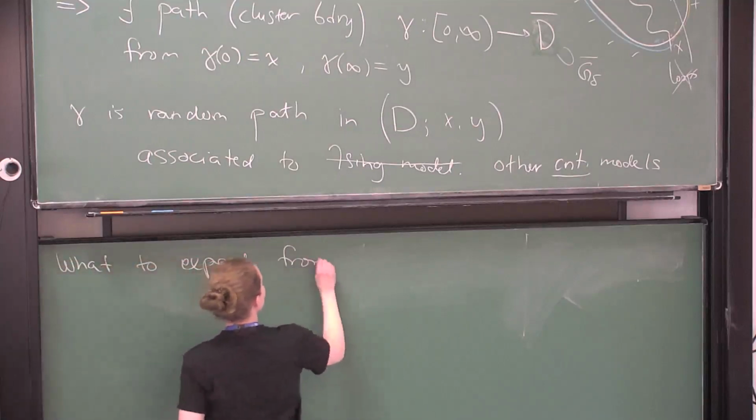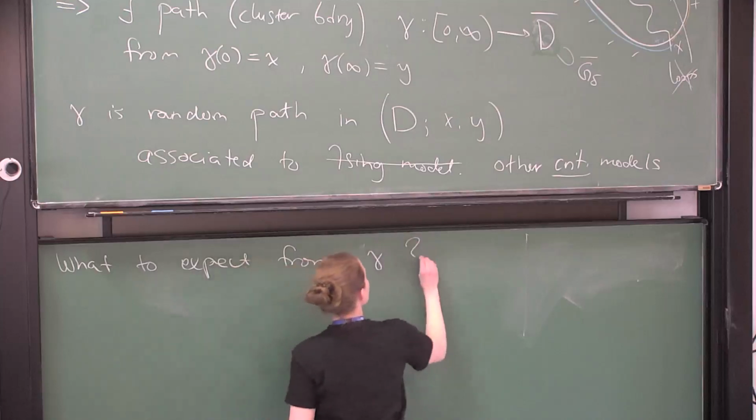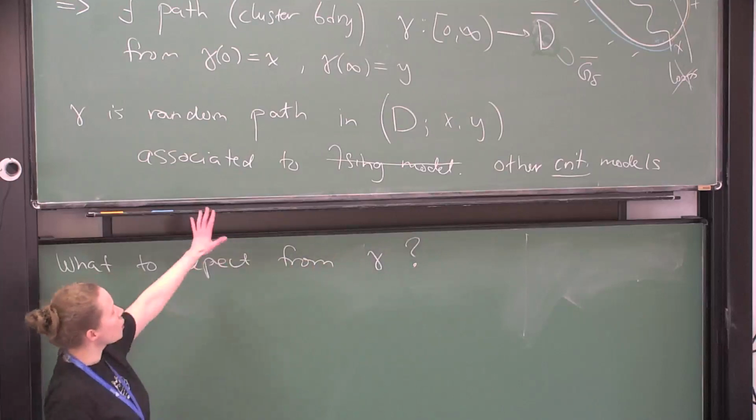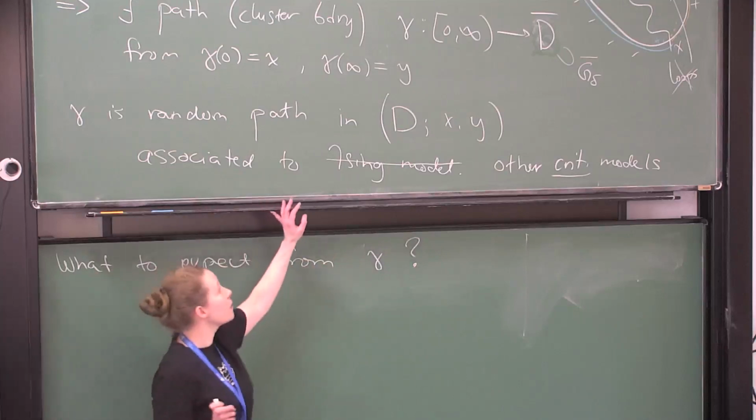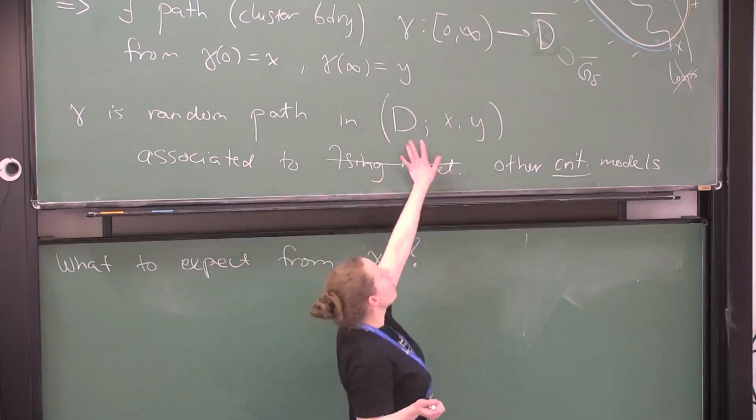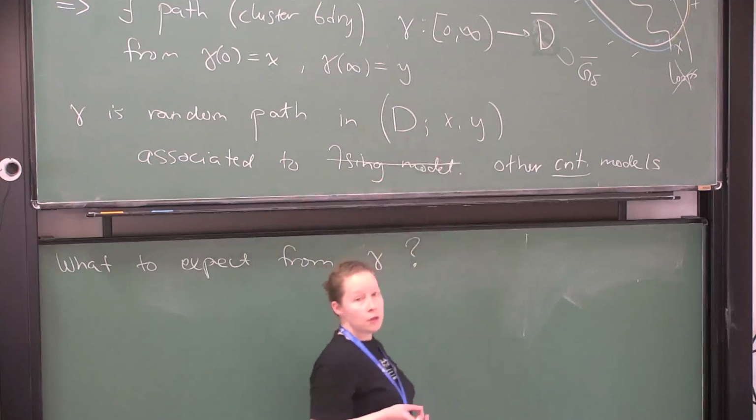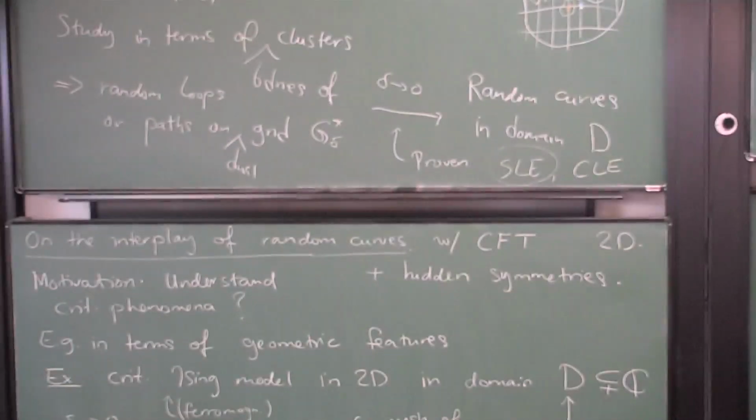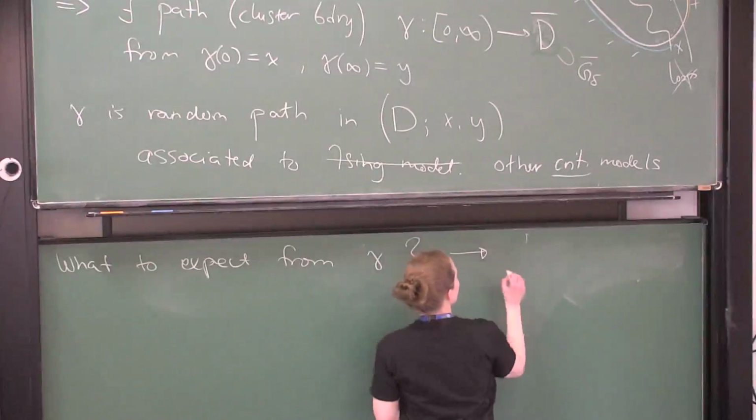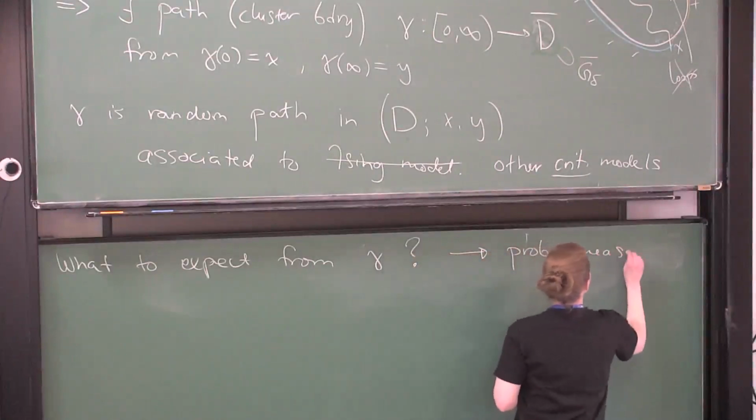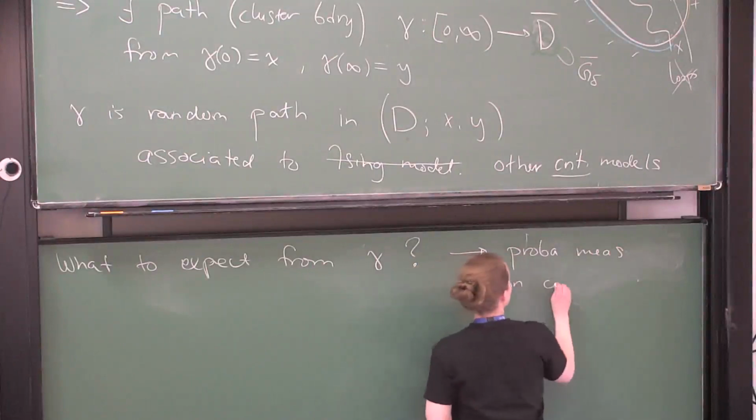From this gamma. So it's a random curve. In other words, I should impose some probability measure, or some measure on curves in my domain between the 2 points, and maybe with some other information in it. So I could say there's a probability measure on curves.